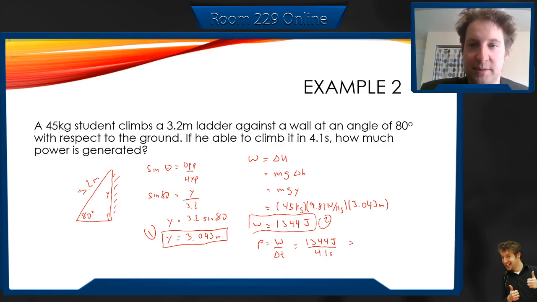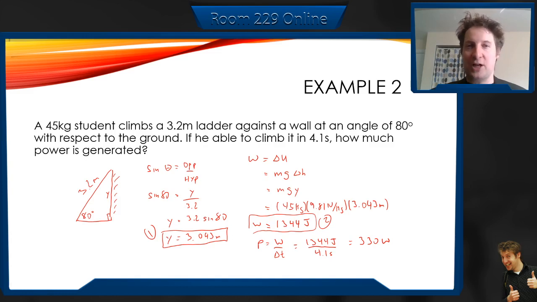So this person is able to generate 330 watts of power. All right, so this person that's climbing this ladder in 4.1 seconds was able to generate 330 watts. Now be careful here with what this means, because the person isn't climbing directly up, right? They're climbing at an angle of 80 degrees.